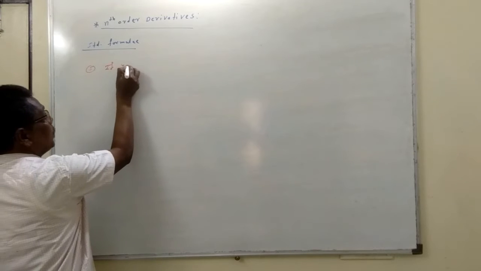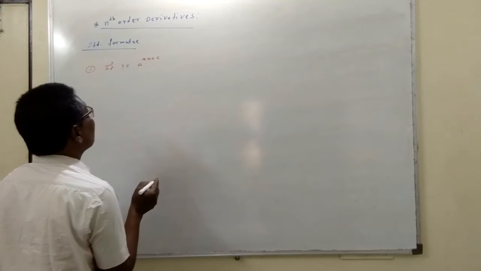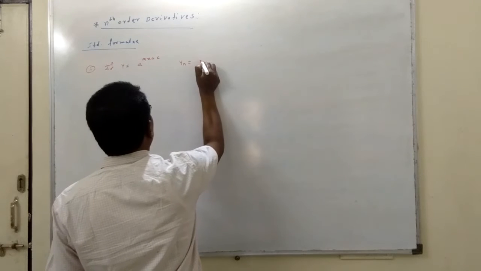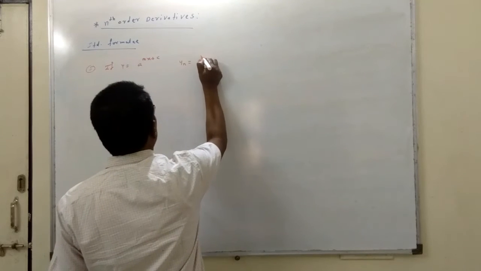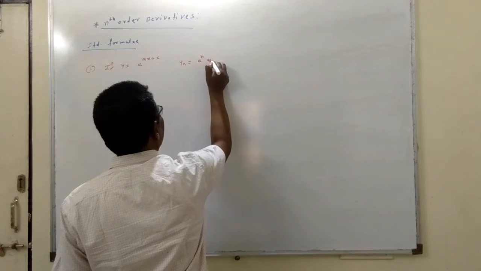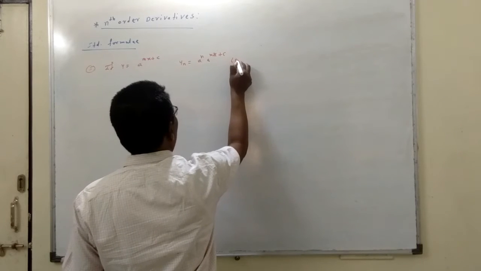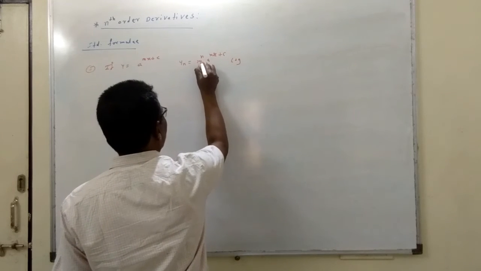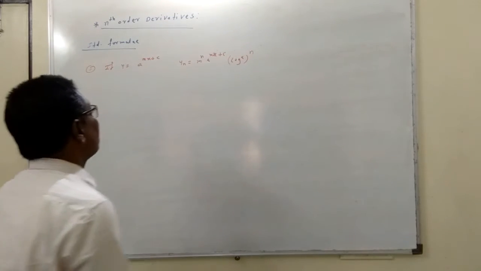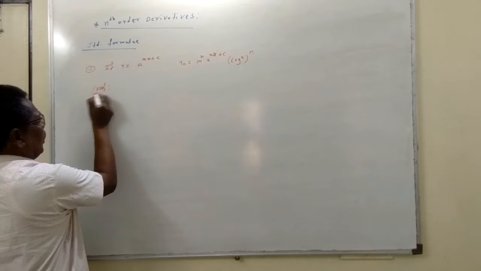if y is equal to a raised to (mx + c), yn is equal to m raised to n, a raised to (mx + c), (log a) raised to n. Now we prove this formula.